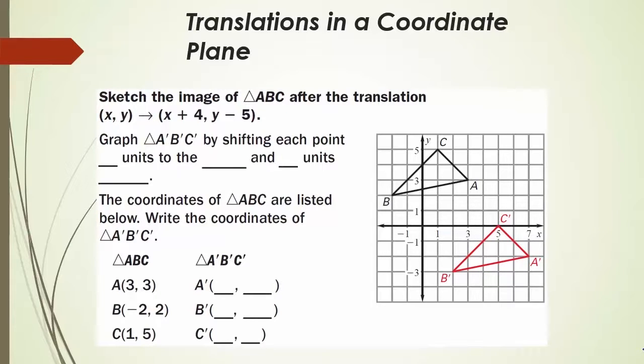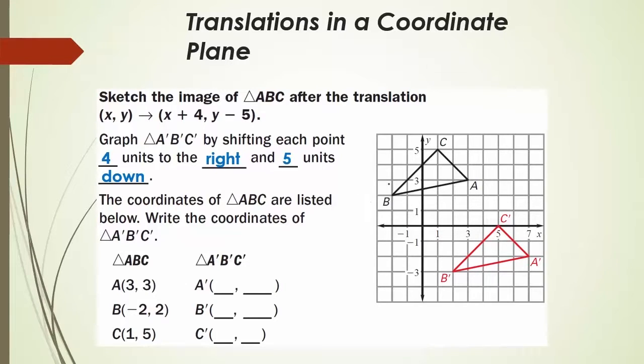Example number 1, translations in a coordinate plane. Sketch the image of triangle ABC after translation. We have our original x, y that is translated to x plus 4 and y minus 5. Basically, whenever we see a plus and a number, that means we are translating in the positive direction, so we're either moving up or to the right, depending on whether it's the x or y. If we see a negative sign, then we're moving in the negative direction, so we're either moving to the left or down, again depending on which coordinate it is. So to graph triangle A prime, B prime, C prime, we're going to be shifting each point 4 units to the right and 5 units down because it's a negative 5.